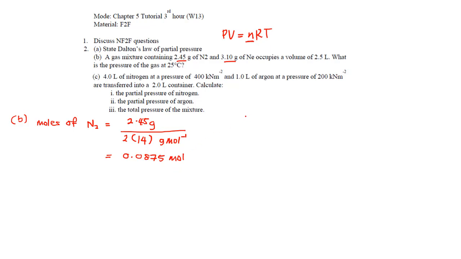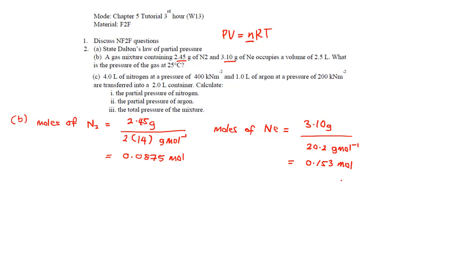Next, we find the number of mole of neon gas. The mass is 3.1 gram and the molar mass of neon is 20.2 gram per mole. The number of mole that you should get is 0.153 mole.